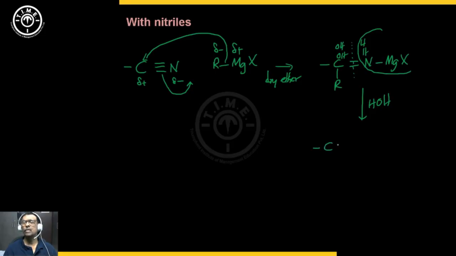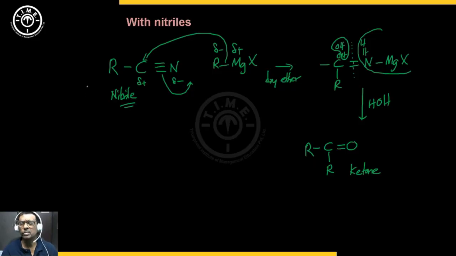Gem diol will lose a water molecule and will form a carbonyl compound. So this OH and OH, one water molecule is lost because gem diols are not stable. So if you have started with some RCN, we'd have an RCOR. So this is a ketone. So a nitrile is going to turn into a ketone. It could be aromatic or aliphatic, not going to matter. So you're going to get a ketone here.